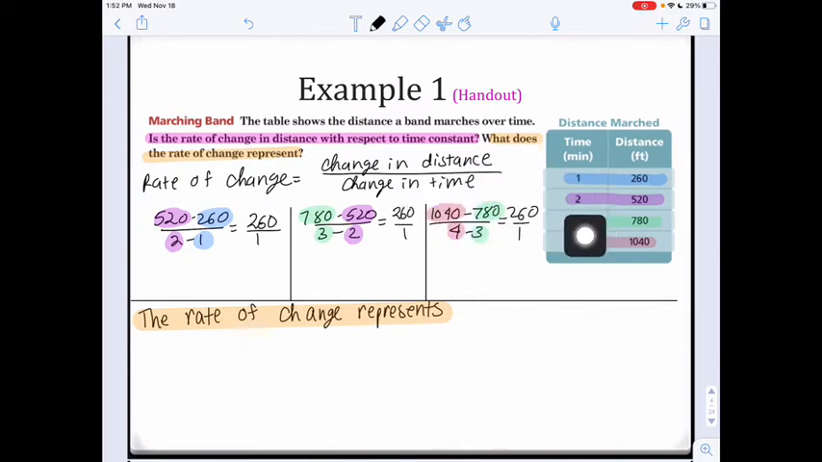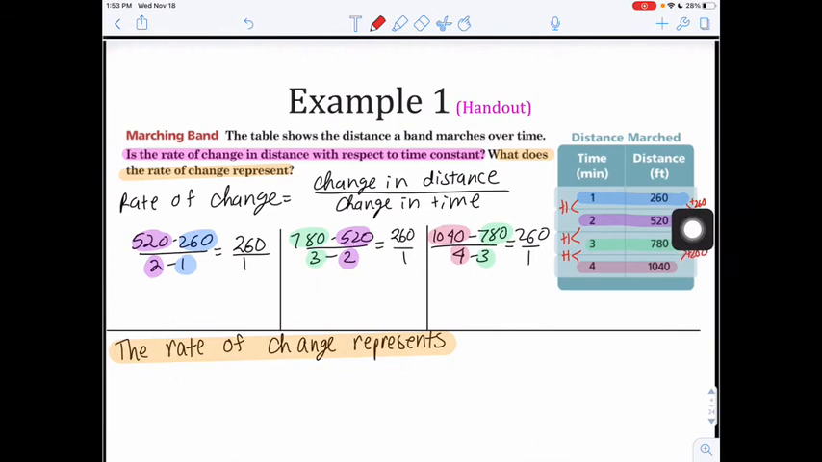So to go from 1 to 2, we had a distance of 520 minus a distance of 260 over the time 2 minus 1. So 520 minus 260 over 2 minus 1 gives us 260 over 1. Next, to go from 2 to 3, we had 780 minus 520 over 3 minus 2, which again gives us 260 over 1. The last change is from 3 to 4, so we have 1040 minus 780 over 4 minus 3, which gives us 260 over 1.